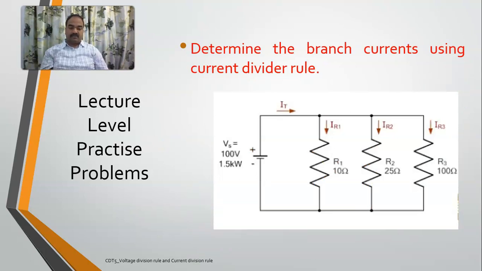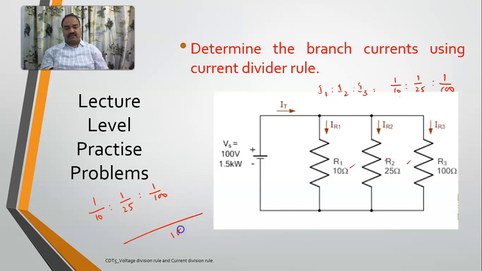This is one more lecture-level problem which you are supposed to practice at home. Here also, these are all parallel connected resistors. You can easily identify them. In that case, what is I1 is to I2 is to I3? 1 by 10 is to 1 by 25 is to 1 by 100. These are a little bit complex, so don't get confused if you have this type of fraction. Do the LCM for them and ignore the denominator part. What is the LCM for 10, 25, 100? 100 is the LCM.